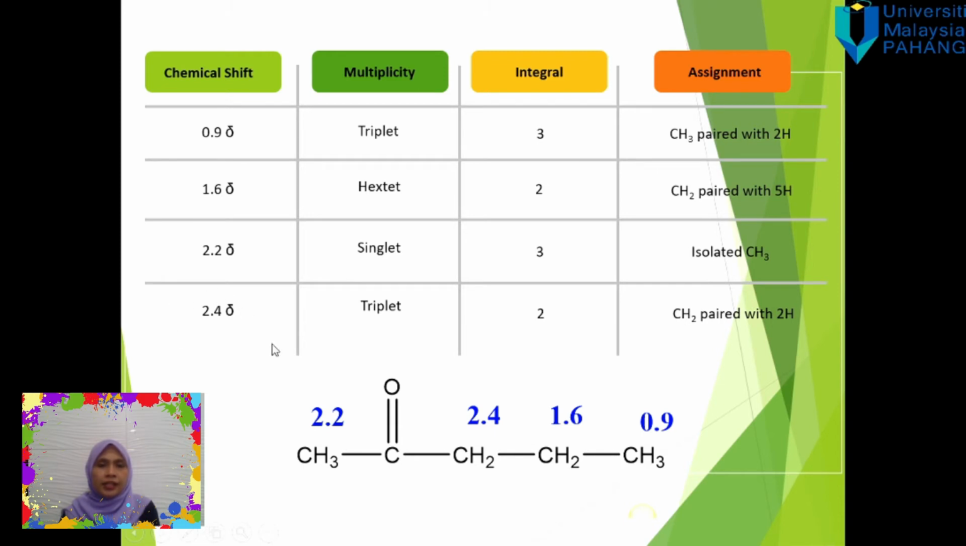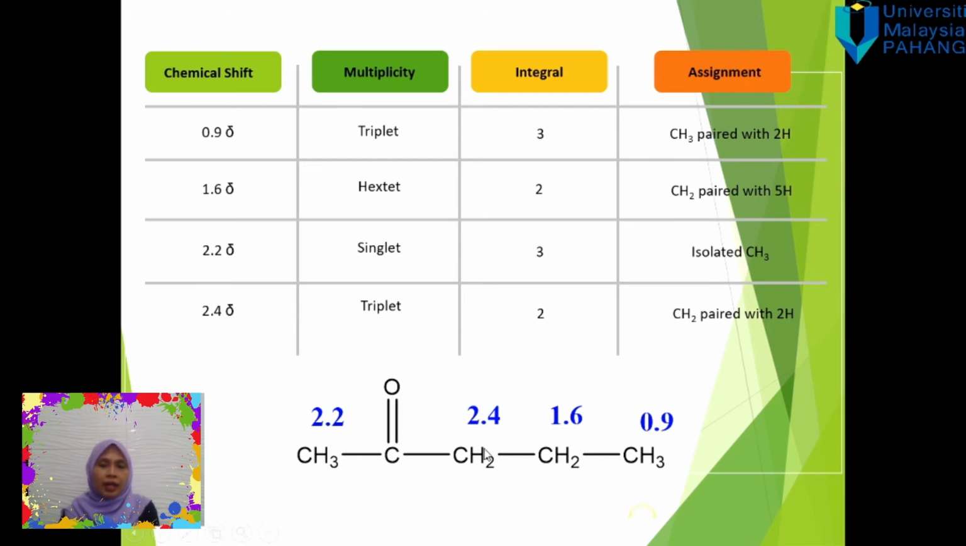And the next signal is 2.4. The multiplicity is a triplet. It means it is coupled with a CH2. 2.4 is the region for CH2. Let's see whether it is correct or not. Yes, because the integral is 2, so it is a CH2 coupled with a CH2. Based on all the information here, beside CH3 is CH2, and beside this CH2 is CH2. So this is one part, and this isolated CH3 is another part, and in the middle will be the electronegative atom. We know the presence of C double bond O based on the FTIR data.